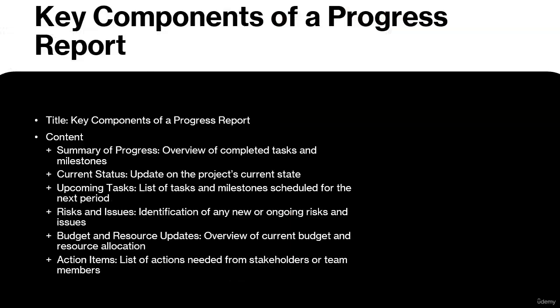Key components of a progress report. Now let's look at the key components that every progress report should include. Summary of progress, an overview of the tasks and milestones that have been completed since the last report. Current status, an update on where the project currently stands, including any deviations from the plan. Upcoming tasks, a list of tasks and milestones scheduled for the next reporting period.